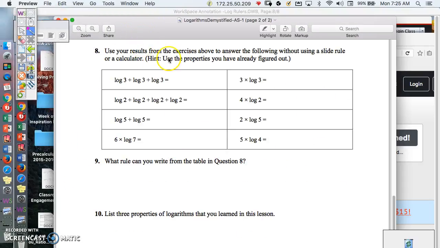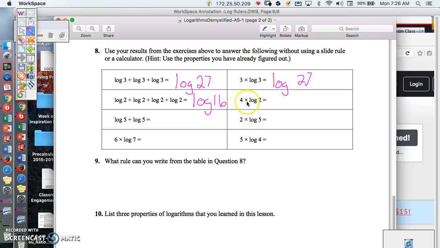now let's see here. If we have log 3 plus log 3 plus log 3, we know we add here, which means we multiply, so that is log of 27. Well, 3 times log 3 is the same as this. So this would be the log of 27. 2 times 2 times 2 times 2, so 2, 4, 8, this would be the log of 16. Well, that's the same as 4 times log 2, which is the log of 16. 5 times 5 is the log of 25. So we know this has to be the log of 25 because there's 2 of them.